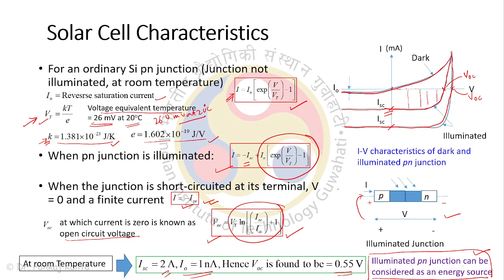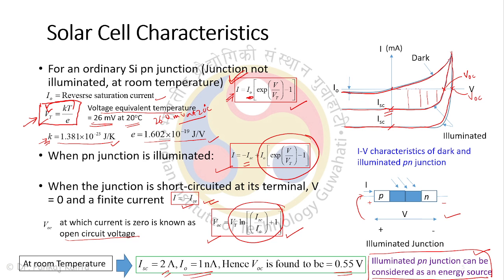If you are talking about a simple PN junction, not illuminated, kept in a dark room at room temperature, the current relation will be I equal to I naught, where I naught is your reverse saturation current, e to the power V upon Vt, minus 1. This Vt is given by kT by e. It is the voltage equivalent of temperature. Corresponding to a particular temperature, a voltage will be there. And I naught is just the reverse saturation current.